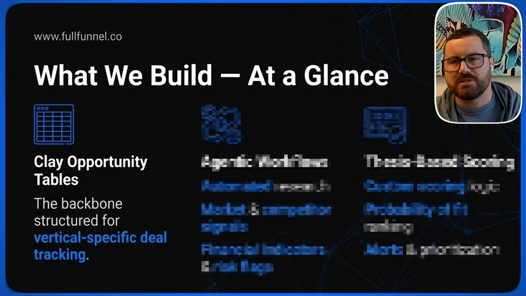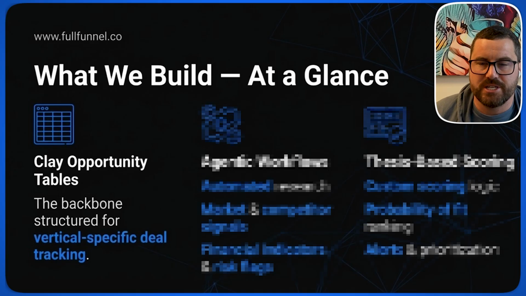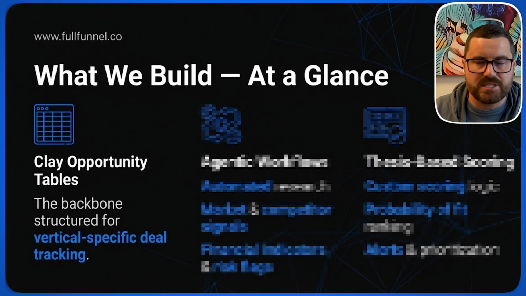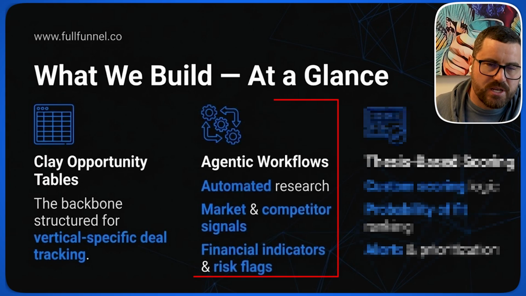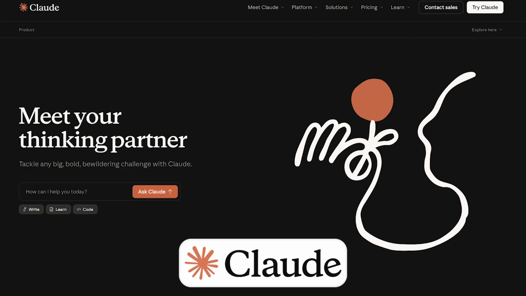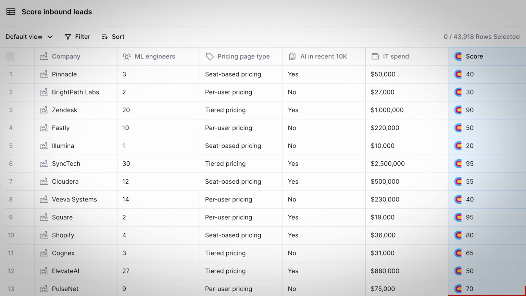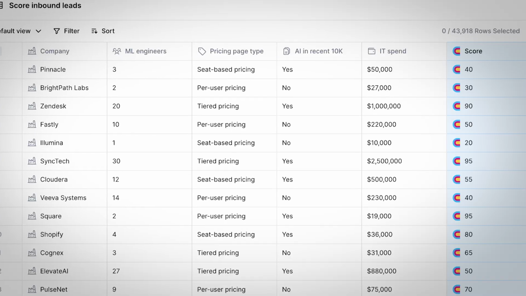So the thought process here is what Full Funnel builds for private equity organizations. We essentially build a working engine full of Clay opportunity tables that are usually vertical or investment thesis specific tables. These are ingesting large quantities of opportunity data, doing agentic workflows, leveraging things like Gemini, Claude, OpenAI, etc., to essentially go through and deal with any financial analysis, operational analysis, composition analysis, geographical analysis, so on and so forth. And then what we do is we create thesis-based scoring logic that gives you the ability to essentially prioritize and rank these different deals as they're being reviewed agentically.